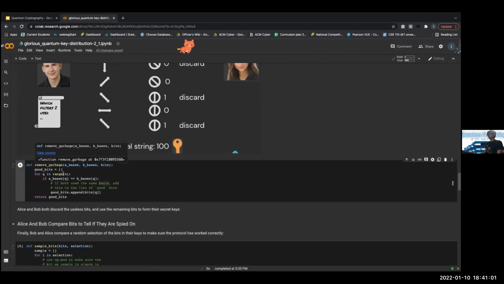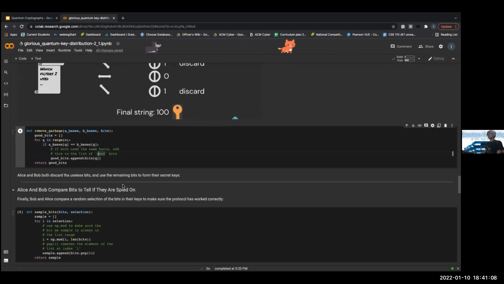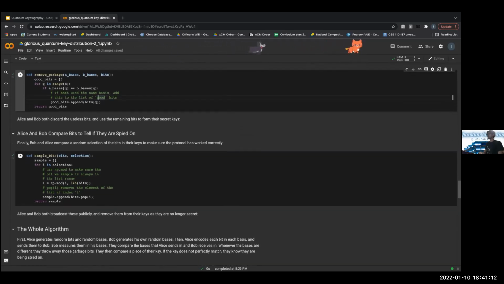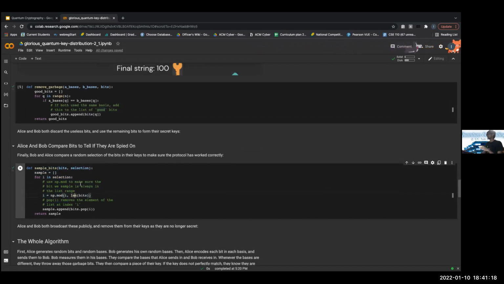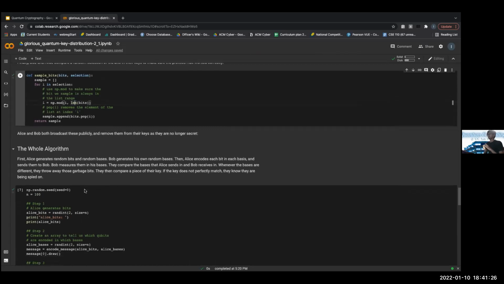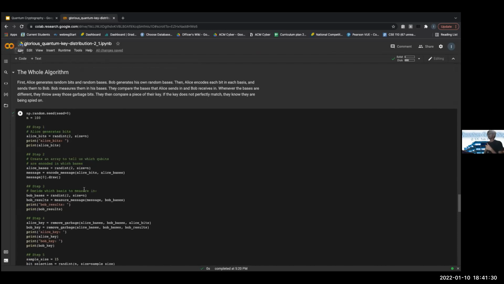Yeah, and this method right here is just going to discard the incorrectly guessed bits. And I'll get back to this method a little later, but basically this is a method that Aaron and Sharon can use to make sure that actually no one intercepted their photons. Again, I'll talk about that later. So this then would be the entire algorithm.